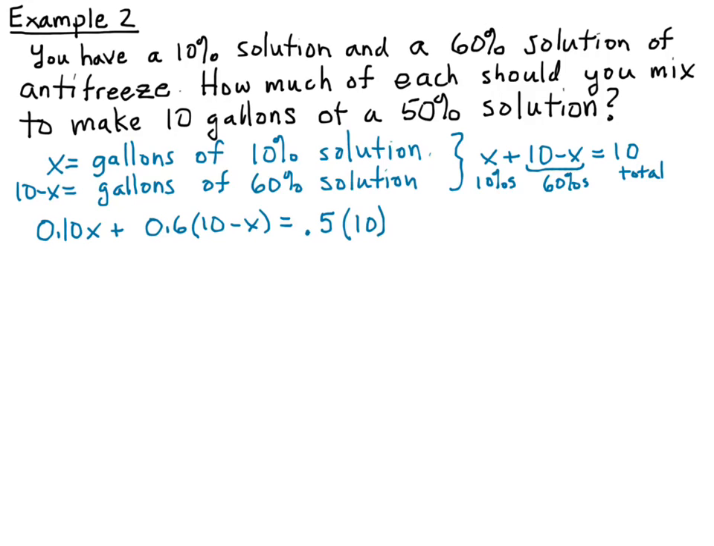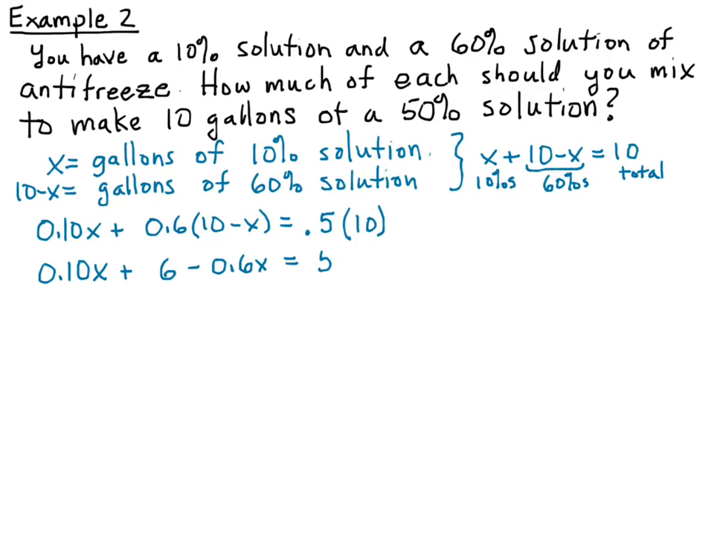Okay, so let me write the equation now, and this comes right from this second line. The concentration is 10% times x, which is the volume of the 10% solution, plus 60% times 10 minus x. Make sure you use parentheses so everything works out well. And then what you want is a 50% mix of 10 gallons. All right, so that's the end of the equation. So we have one equation, one unknown. We should be able to solve this.